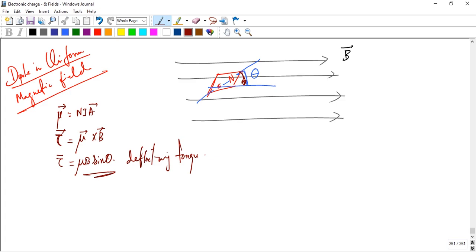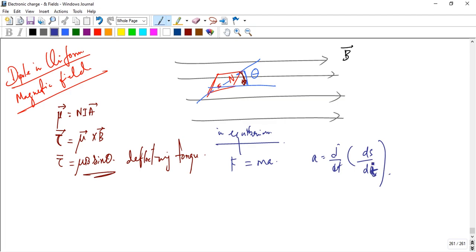Okay, so in that case, when there is equilibrium, there is obviously a restoring torque, which brings it back to the restoring position. So in the equilibrium case, we know from Newton's second law, force equals mass into acceleration, and this acceleration is equal to d dt of ds by dt, and what is the s here?